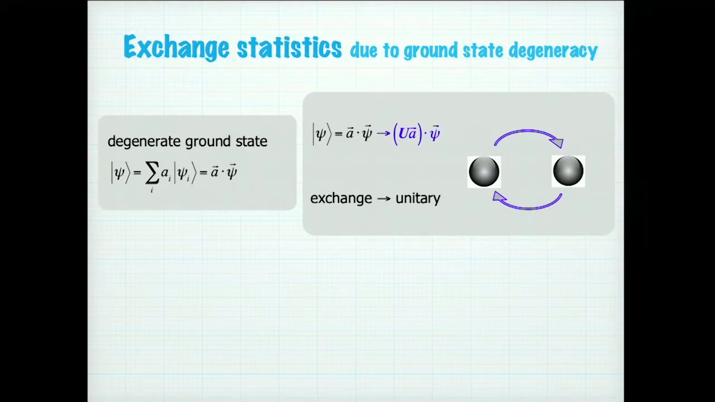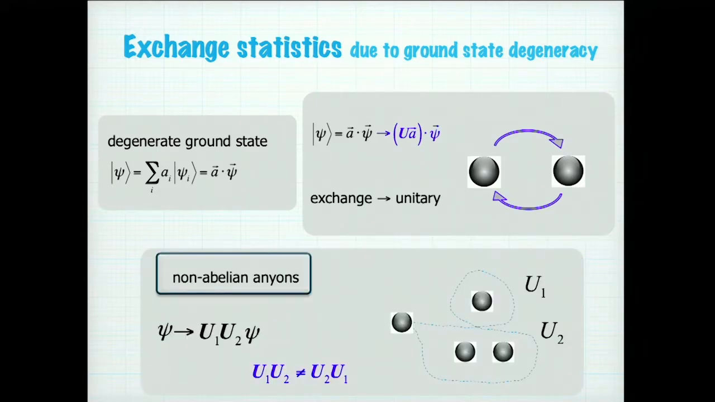Because of their ground state degeneracies, when they go around each other, they basically end up in multiple different states depending on the order of these exchanges. And particularly these kinds of particles are interesting, with a fancy name that you are all aware of: Majorana or parafermions. So Majorana or parafermions fall in this category.